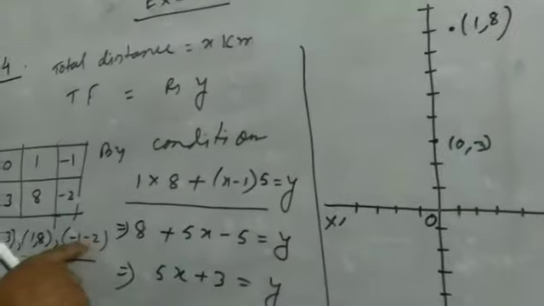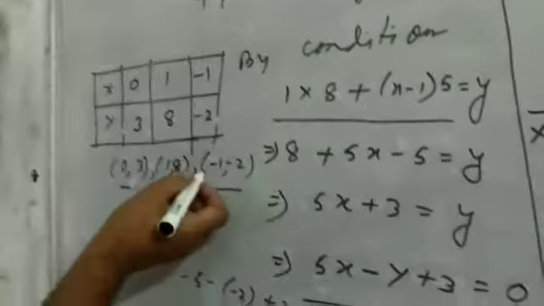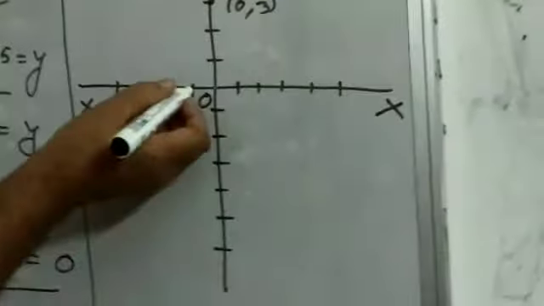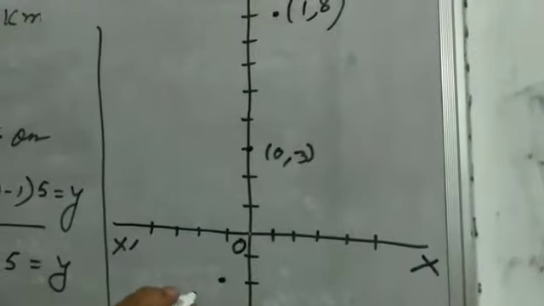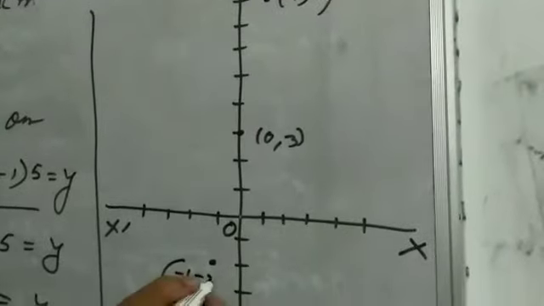Third point minus 1, minus 2. It lies on the third quadrant. You see the point, you can say at least in which quadrant it lies. So x is minus 1 and y is minus 2. So this is the point, minus 1, minus 2. We got the solutions and we have plotted these points.